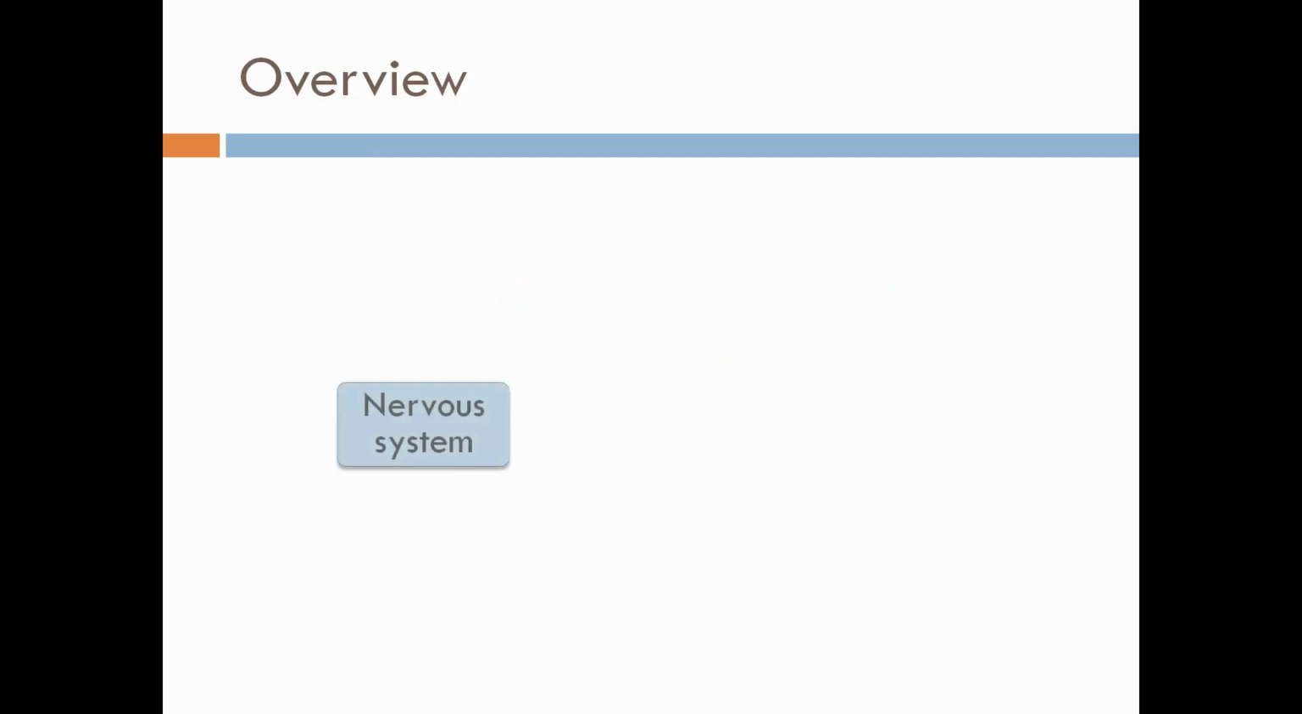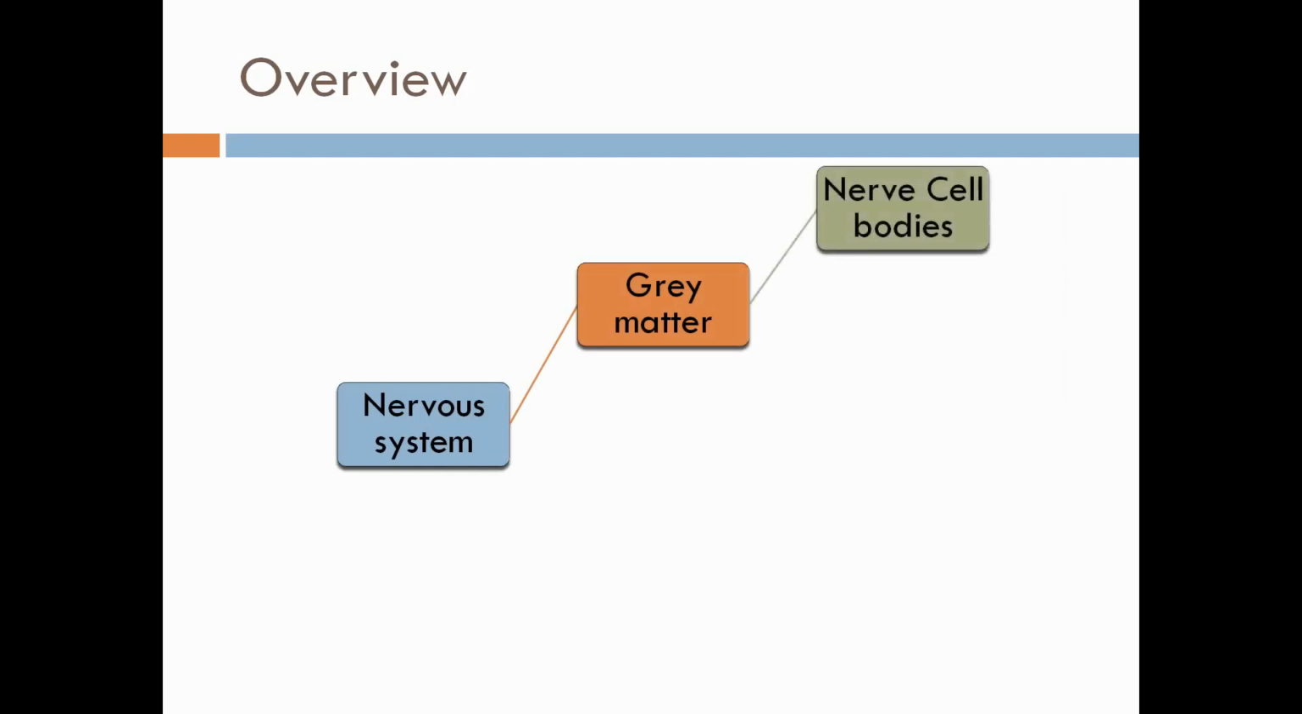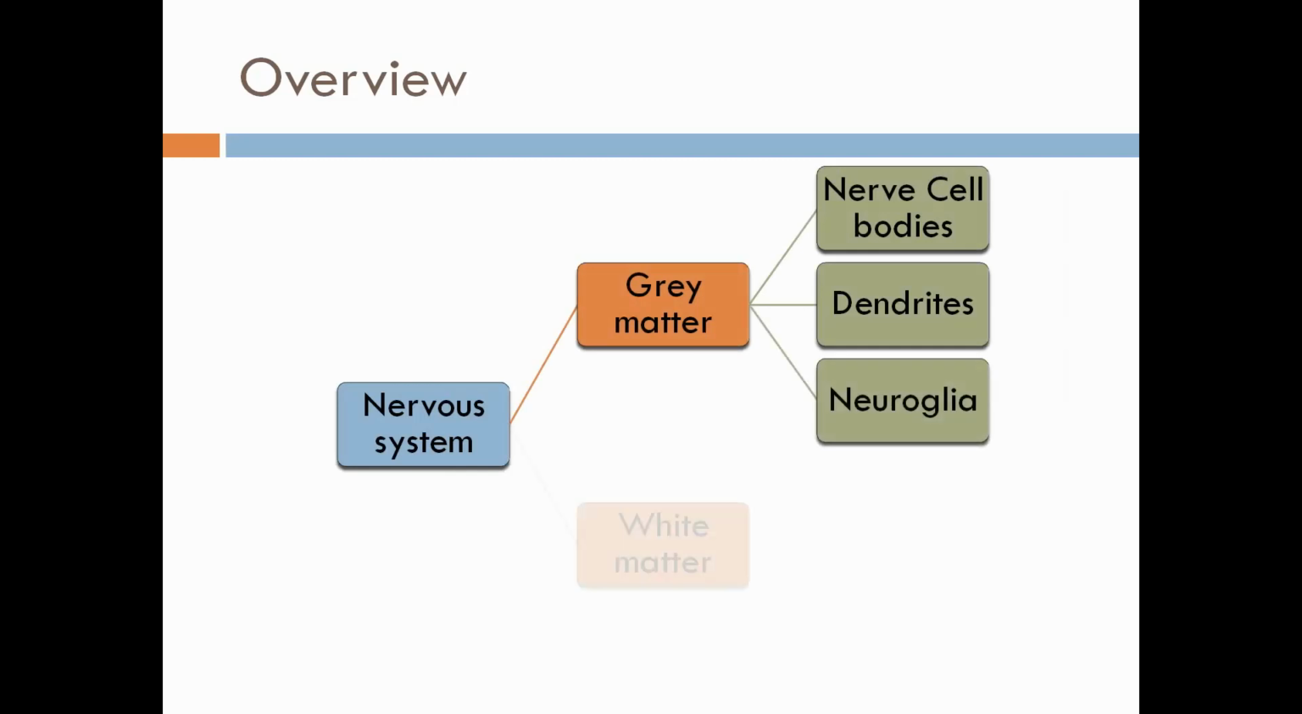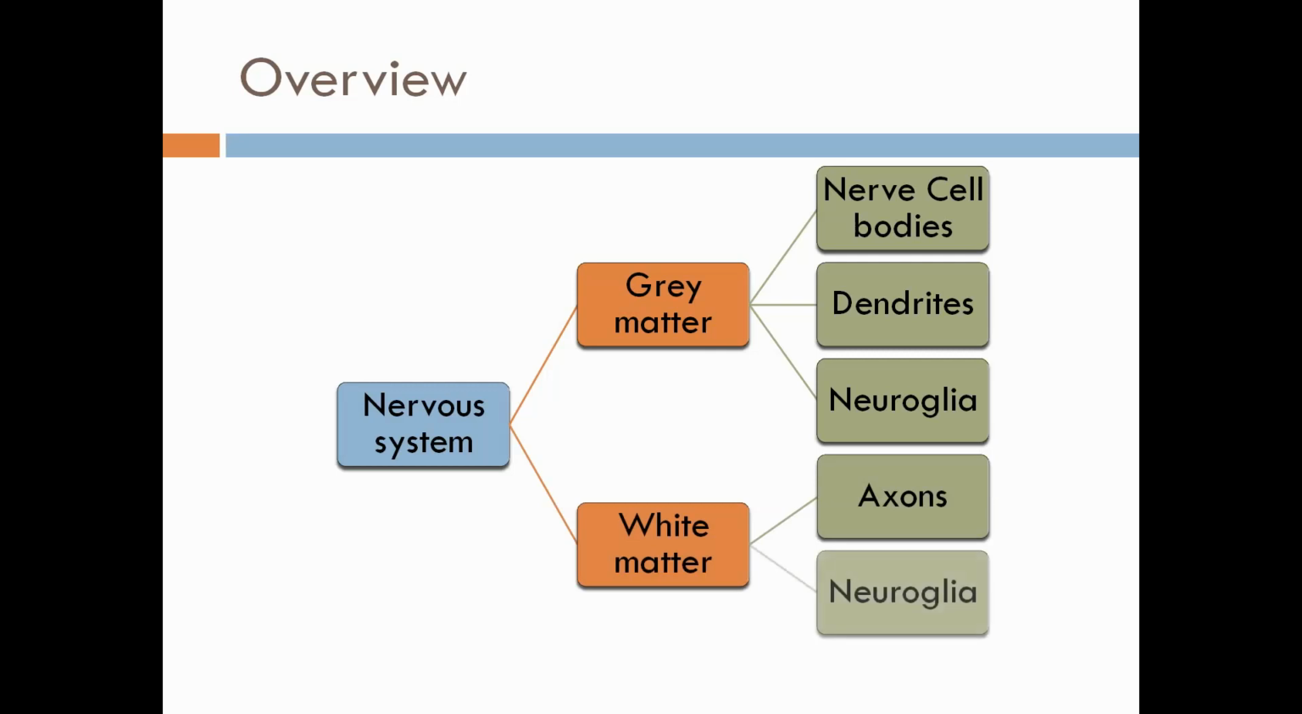On looking at sections through the nervous system, it can be seen that the substance of the brain or the spinal cord is divided into darker appearing areas, which is called the gray matter, and more pale appearing areas, which is called the white matter. The gray matter is comprised of the nerve cell bodies, the dendrites, and the neuroglial cells, whereas the white matter is predominantly the myelinated axons or nerve fibers and neuroglial cells.